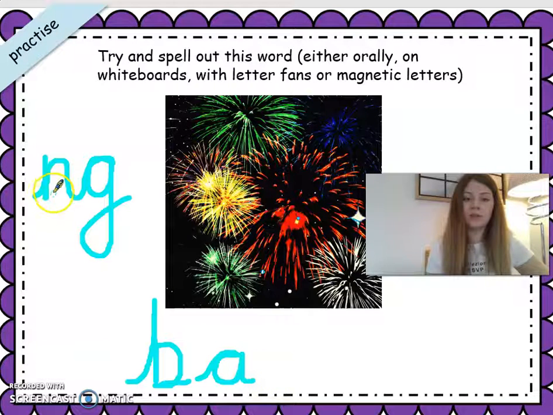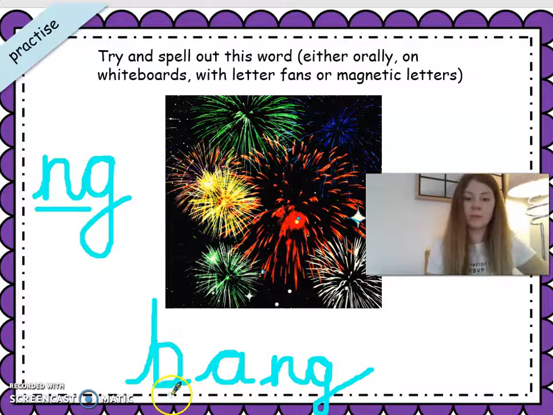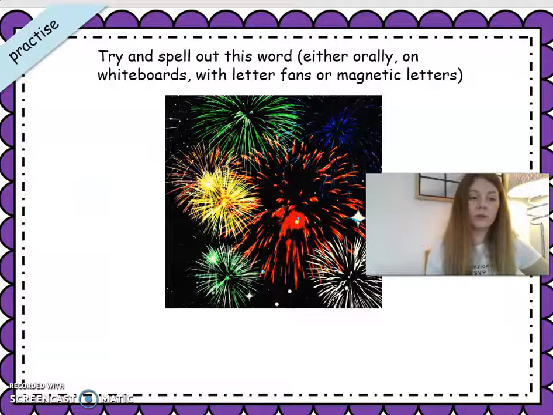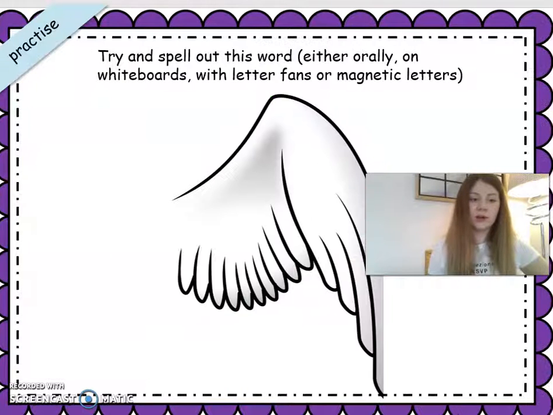B-A-N-G. This is our digraph. Here, remember, so you can just copy that. B-A-N-G. Bang. Okay, there we go. Check it's right by putting your sound buttons on and read it back. B-A-N-G. Bang.